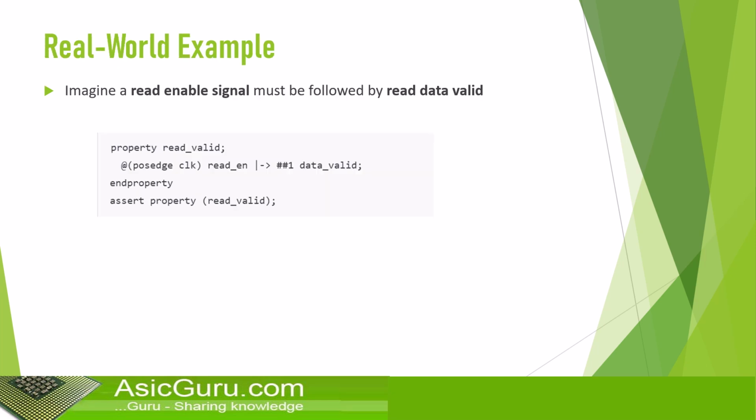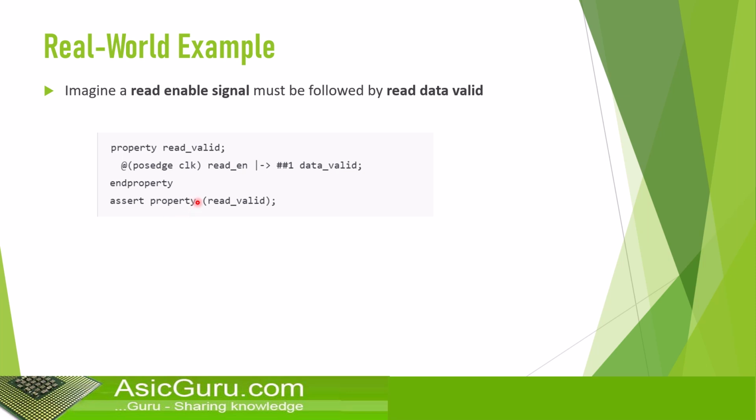So this is another example of using assertions in SystemVerilog. Consider we are working with a design where a read enable signal must be followed by a read data valid signal. So this is how we can write an assertion to check this. Here we are using a property and then we are asserting that property.